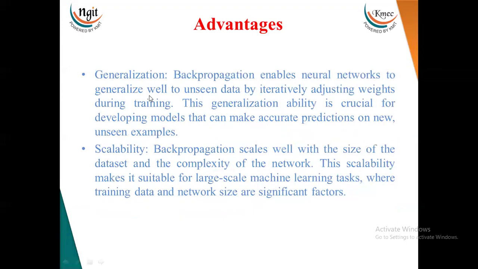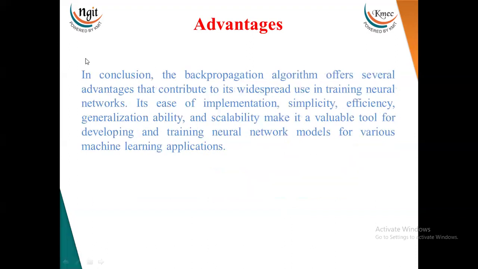Generalization. This can be used for any type of data, unseen data or ambiguous data, because we are only targeting the error. If you don't have error, we are not worried. If you have error, then we just change the weights of that particular layer. So generally we can use it for any model. Scalability: it is very scalable. As we increase the size of the data, it does not increase the complexity of the network. Finally, ease of implementation, simplicity, efficiency, generalization ability, and scalability make this backpropagation algorithm very popular.